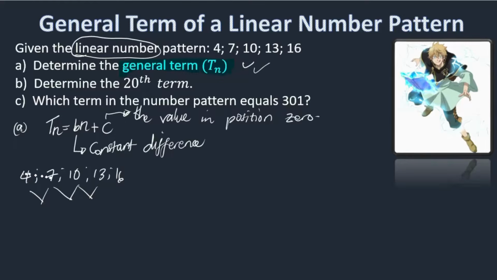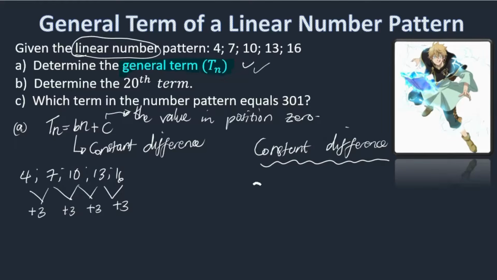So to move from here to there, we added 3. From here to there, we added 3. We added 3 here, and we'll definitely do the same here. Now, there's a rule that says the constant difference, you find it by saying the following. You must have your T2 minus T1 be equal to T3 minus T2.